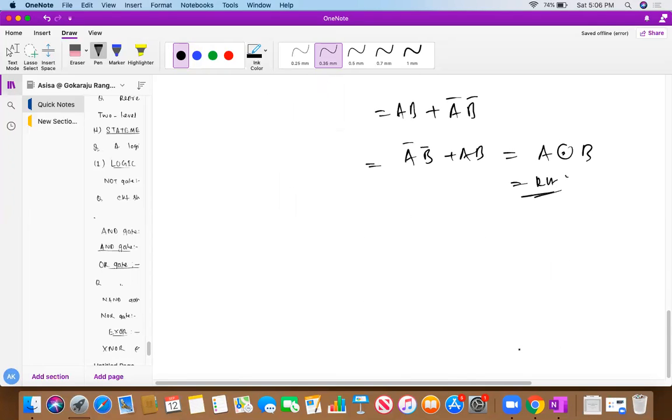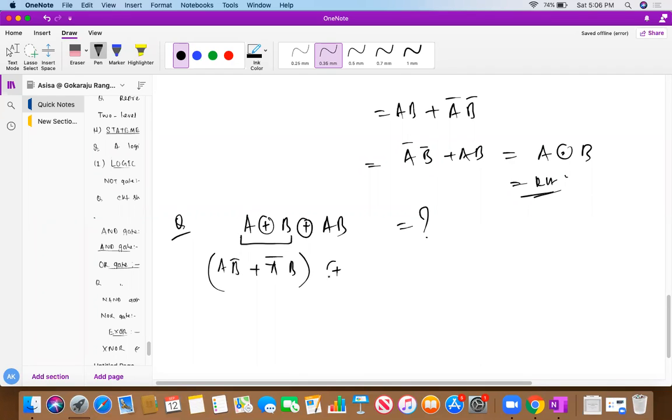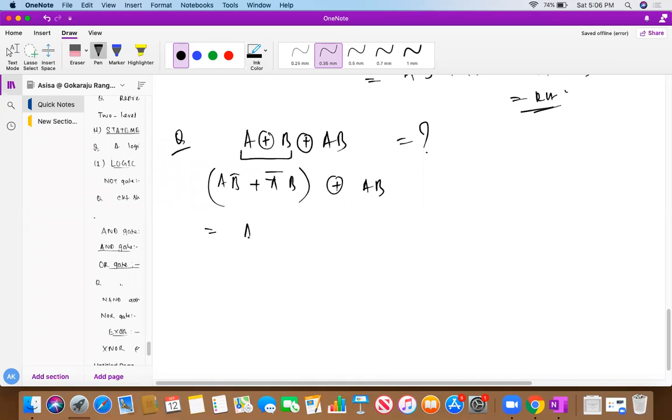Okay, so now one more very important question. See here, A XOR B XOR AB, what would it be? See here what we can do, very simple. First convert these two things into this form, A B bar or A bar B. I can write it this way with XOR AB. So if I apply XOR again here, what would it be? A B bar or A bar B with A B bar, or A B bar or A bar B whole bar and A B.